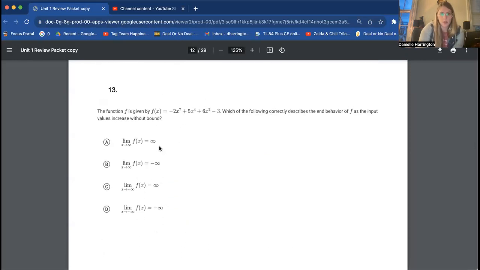All right. The function is given. Which of the following correctly describes the end behavior as the input values increase without bound? So I know I want a limit notation that has x approaching positive infinity because that would be increasing without bound. Okay. So I'm going to eliminate C and D because that's not the correct limit notation. Now I'm going to take a look at this.